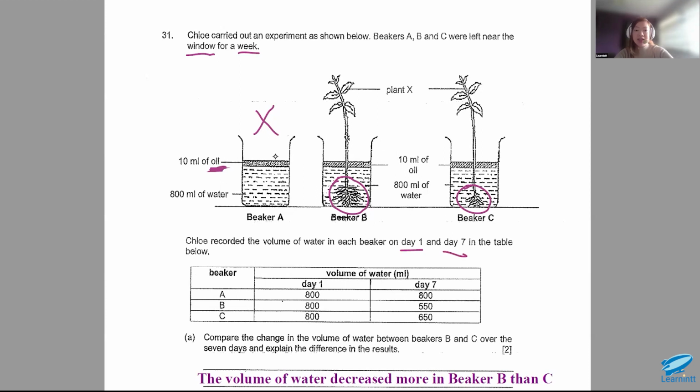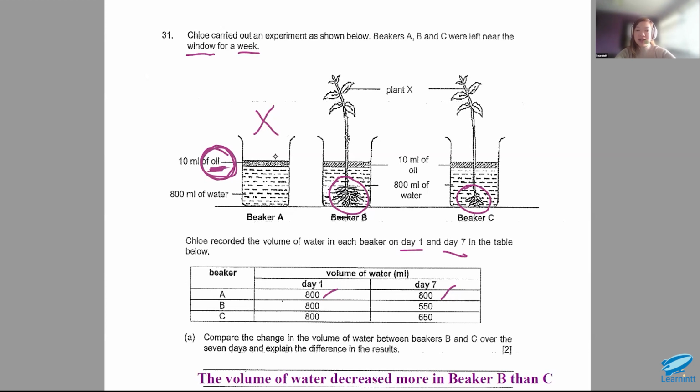Let's check it out. In beaker A, the volume of water on day 1 is 800 ml, and after 7 days, still 800 ml. Why? Shouldn't water be evaporating? It is due to the layer of oil. Whenever you see a question that has a layer of oil on top of the water, it's always to prevent evaporation. They do not want the water to evaporate. This is to show that if there is water missing after 7 days, it has to be due to something. So it is to prove your point.